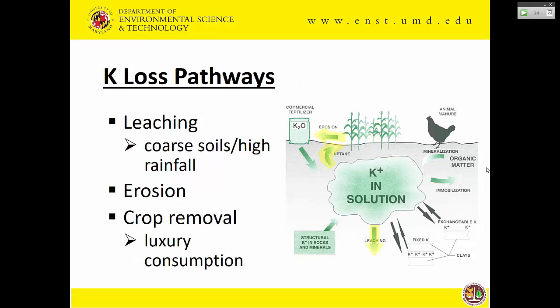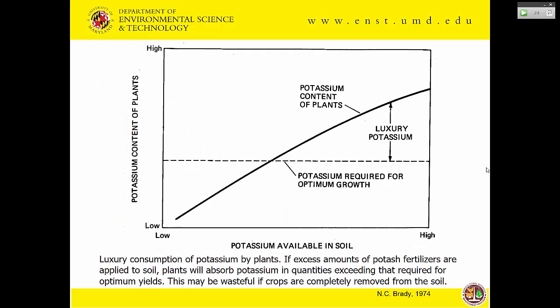So loss pathways: leaching, coarse textured soils, sandy soils, high rainfall, erosion. And one unique thing about potassium is that plants do like to spoil themselves. So if there's more potassium, they're going to take up more. So this is also another loss pathway, because if plants take more than what they need, it's gone from the soil. So for the next crop, we need to make sure there's enough potassium available. And the term that's used is luxury consumption.